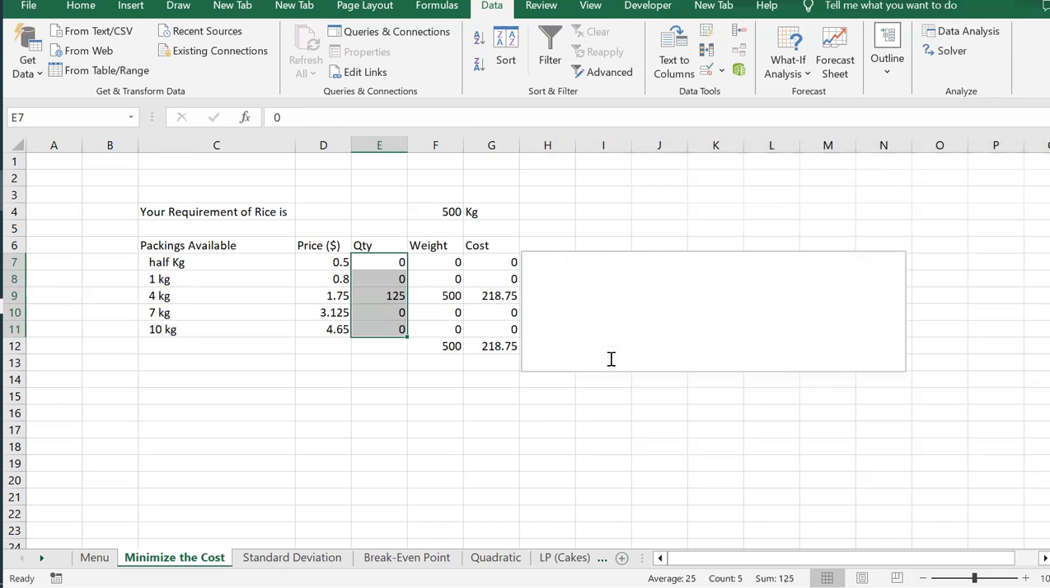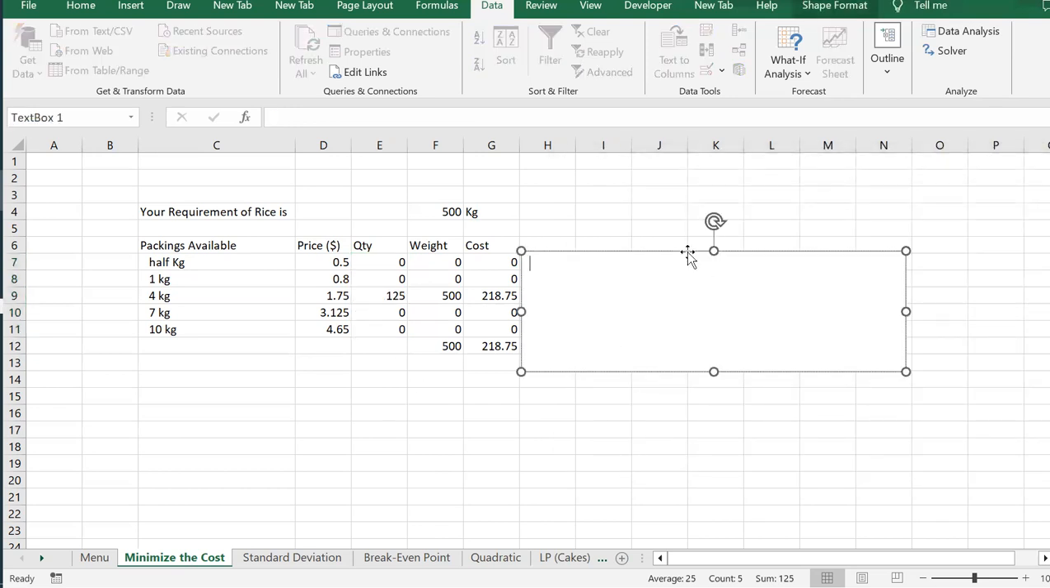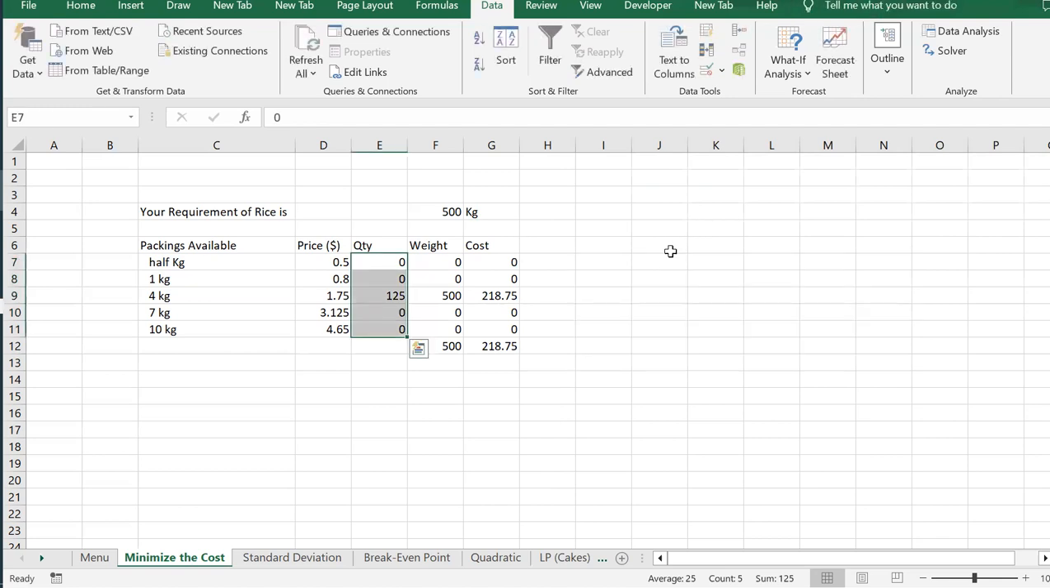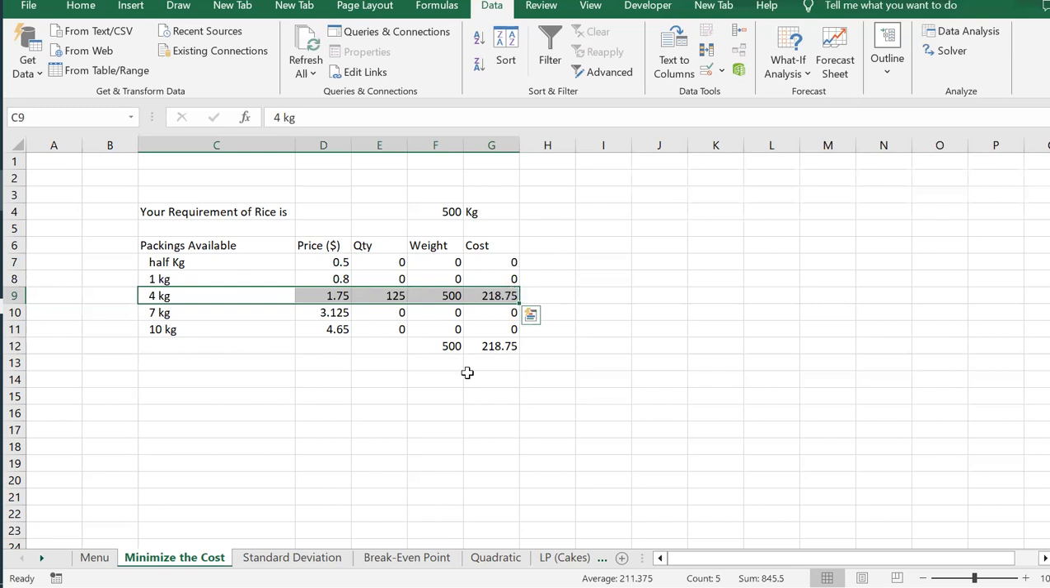So this is how you use the minimization of your cost. This is a simple example, but you can develop a more complex one that, if done manually, would be very time consuming, and there are chances that you may commit mistakes or come up with an erroneous solution. So the solver saves your risk and saves your time and comes up with the optimum solution.